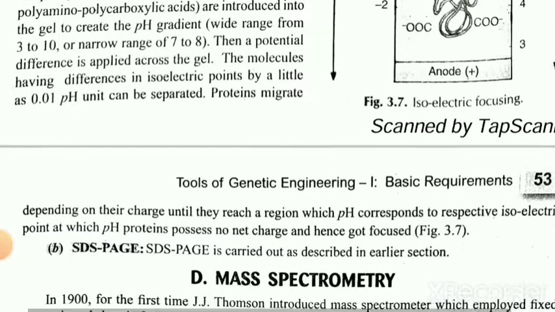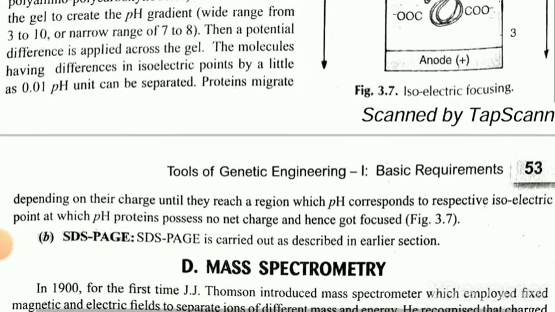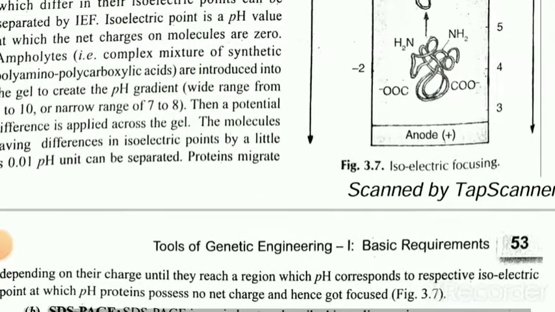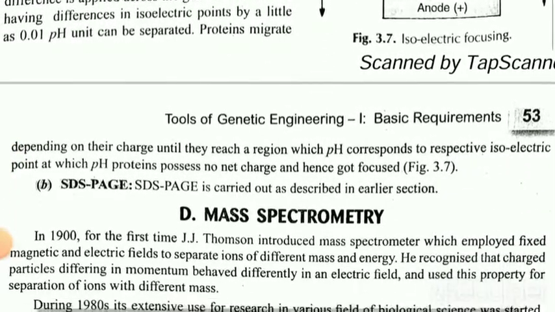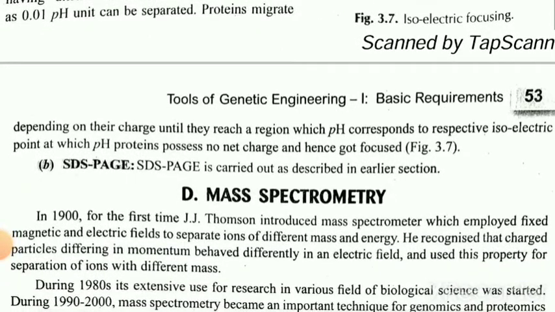Then a potential difference is applied across the gel. Molecules having differences in isoelectric points by as little as 0.01 pH unit can be separated. Proteins migrate, depending on their charge, until they reach a region whose pH corresponds to their respective isoelectric point, at which pH proteins possess no net charge and hence get focused. Figure 3.7. B. SDS-PAGE. SDS-PAGE is carried out as described in the earlier section. D. Mass spectrometry.